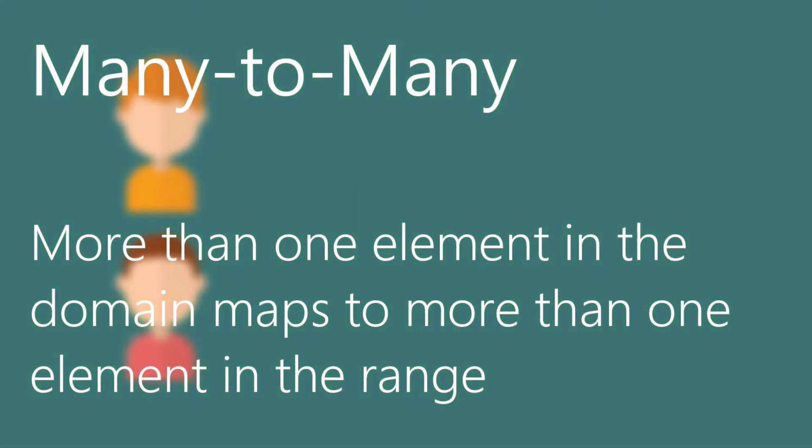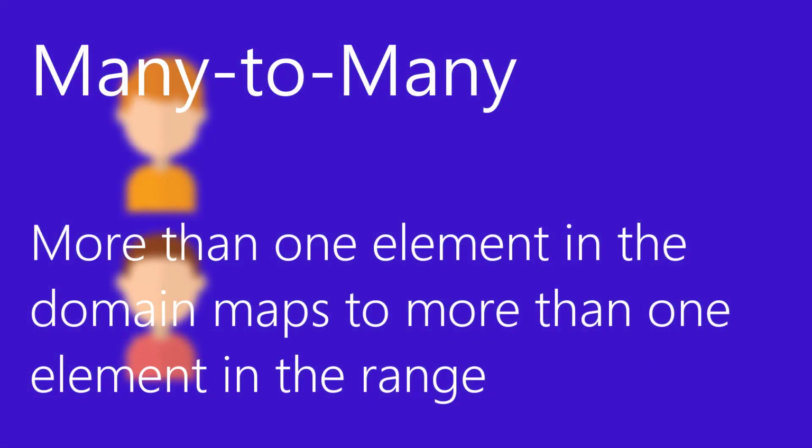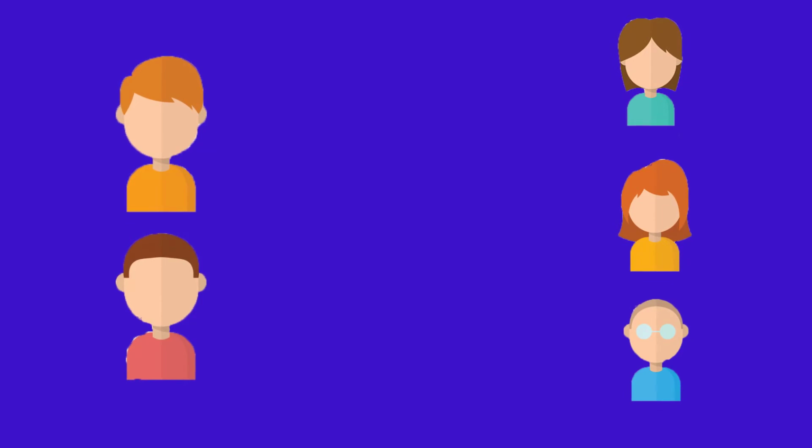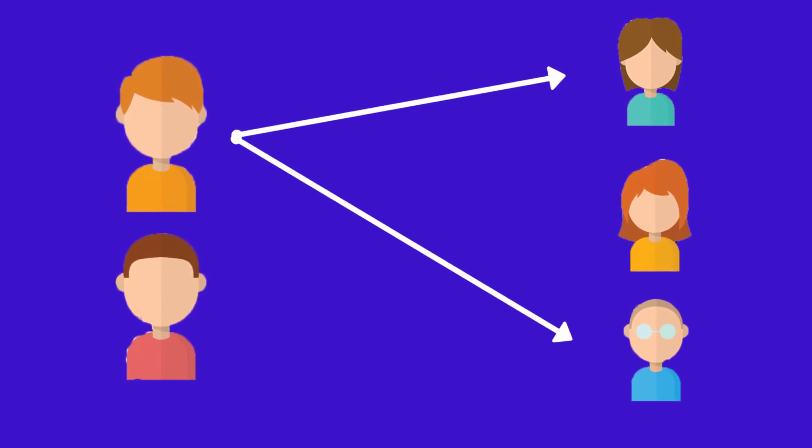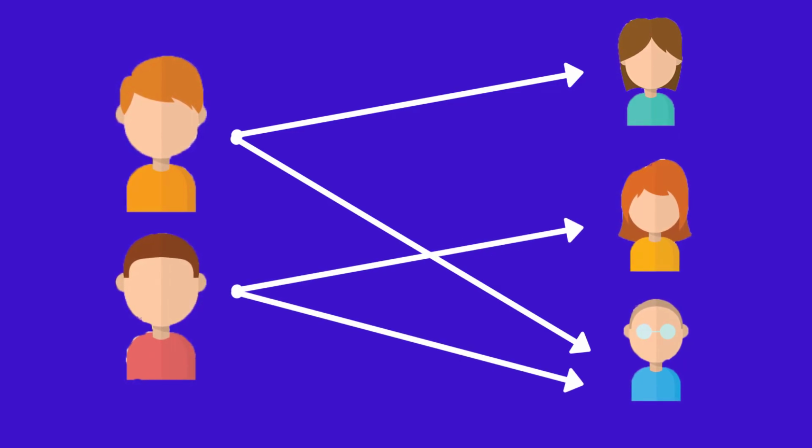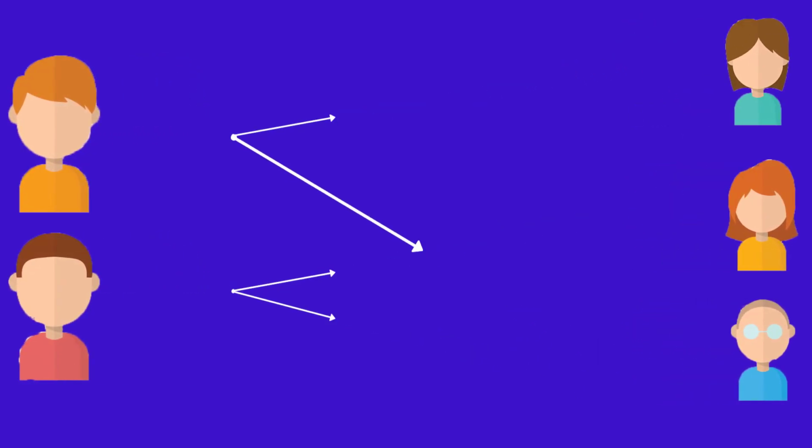And a many-to-many relationship, finally, is when more than one element in the domain maps onto more than one element in the range. So it would be the relationship, again, with your brothers and your sisters and your friends, where your brother or your sister can share the same friends that you have, and likewise, your friends could share friendships with your brothers and your sisters. That's what the many-to-many relationship is like.